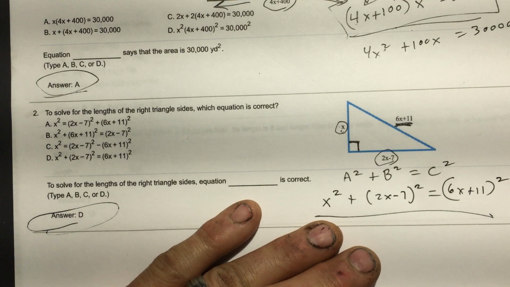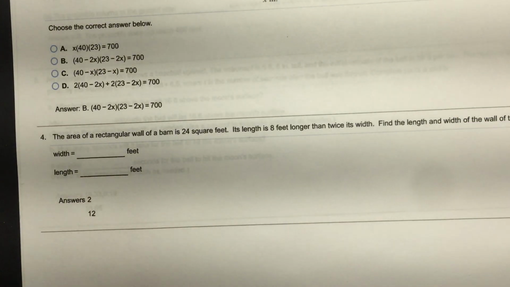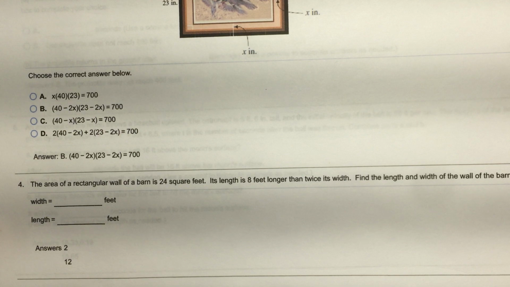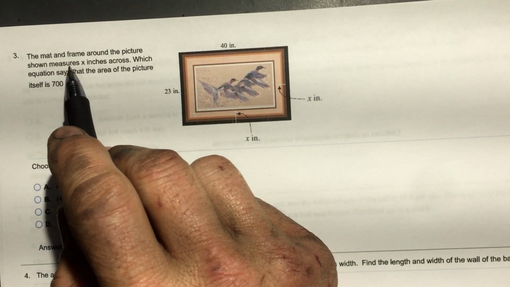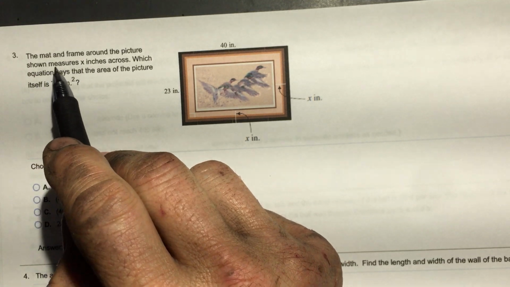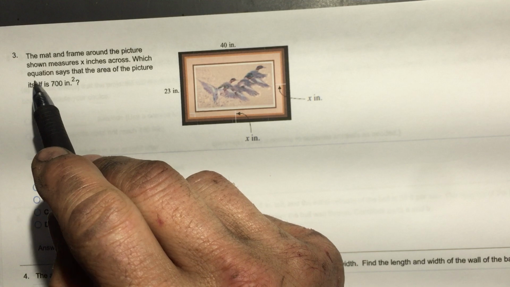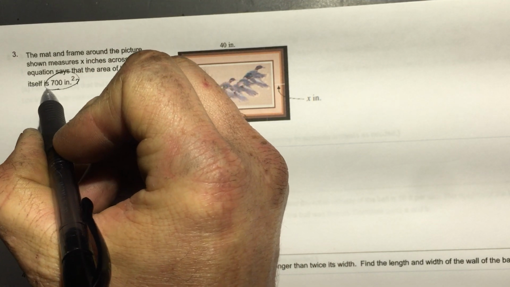Okay. Oh, scoot over a little bit. All right. Now, let's go to number 3 here. Number 3, we're setting this one up too. The mat and frame around the picture shown measures x inches across. Which equation says the area of the picture itself is 700 square inches?